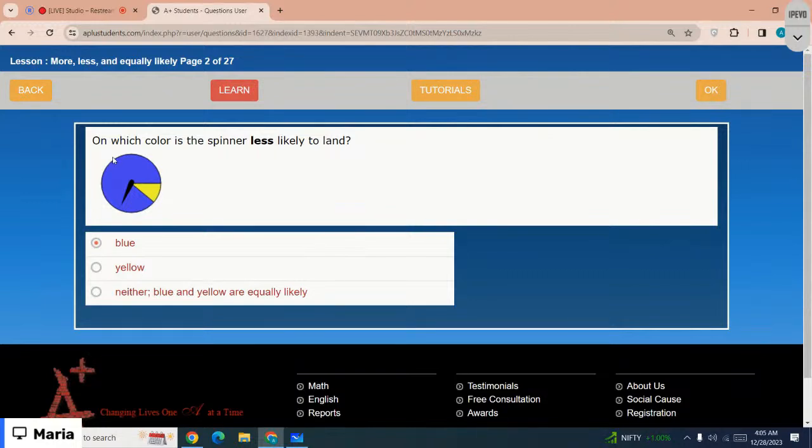So less likely to land on the color that has the small portion. So yellow has the small portion, right? That means the spinner is less likely to land on yellow because the yellow has a very small portion. So the correct option is yellow.